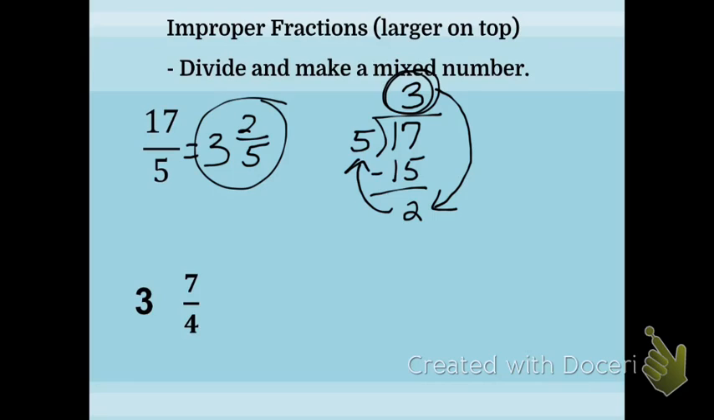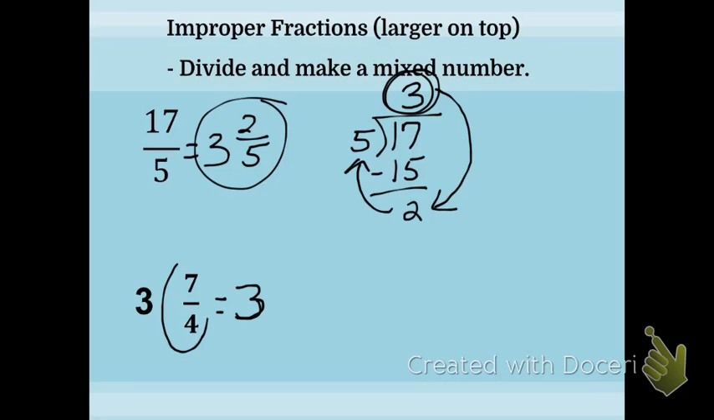Now let's look at 3 7/4. This one is a little bit trickier because this is improper, but it also has a whole number. So we're going to do the same thing we did with the other one. We're just going to bring our 3 over because we don't have to worry about it yet. We'll do something with it in just a second. But let's start by just bringing over our 3.